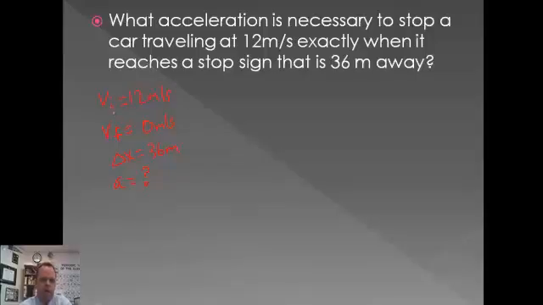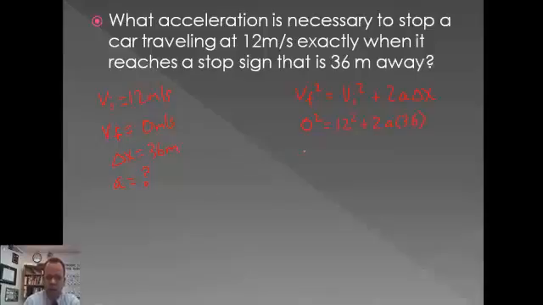Now look at this list of variables. We have VI, VF, delta x, and a. So we need an equation that contains those four variables. The equation we have that contains those four variables: VF squared equals VI squared plus 2a delta x. So 0 squared equals 12 squared plus 2a times 36.